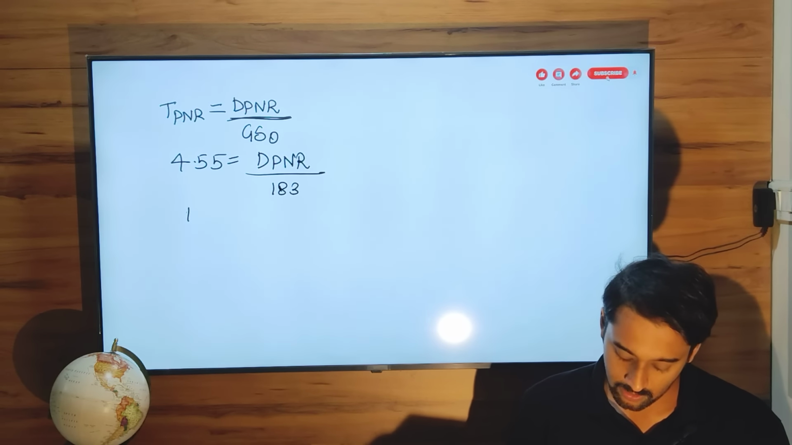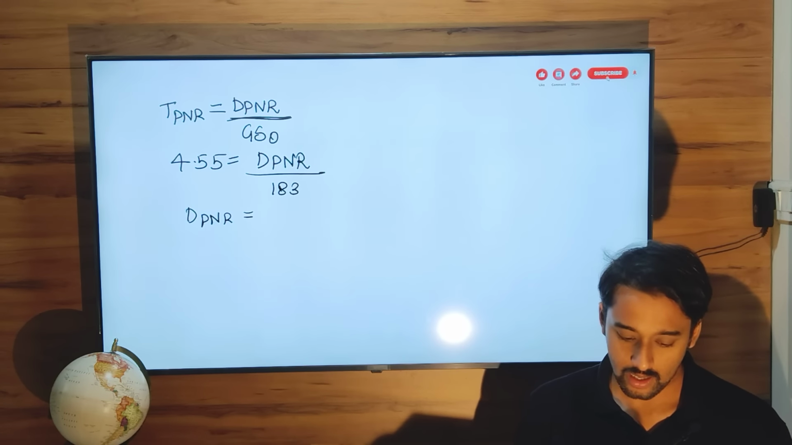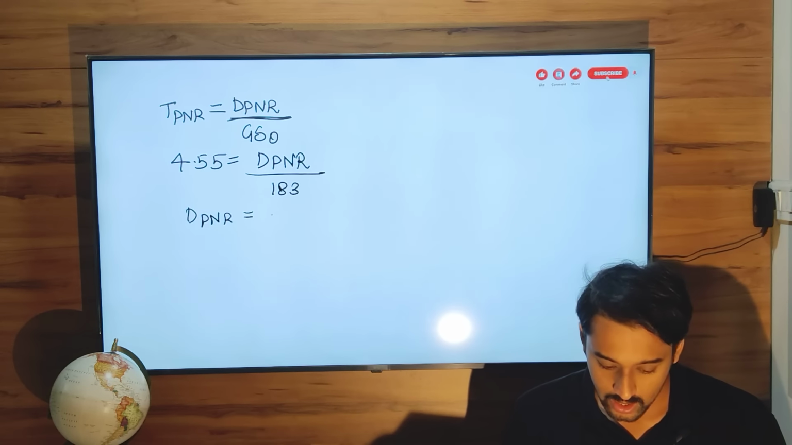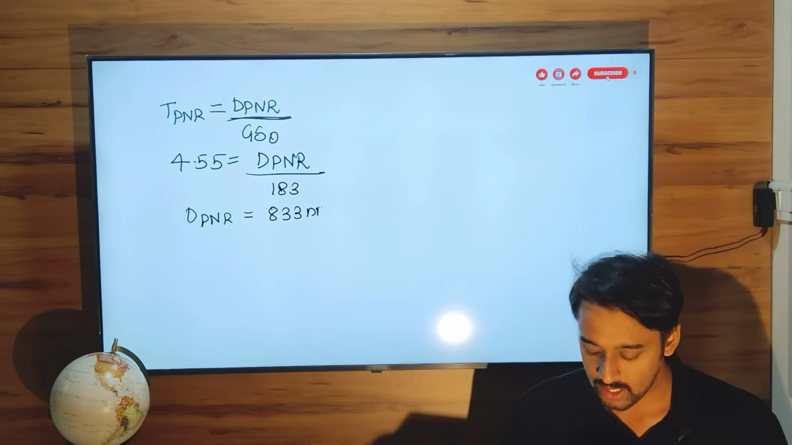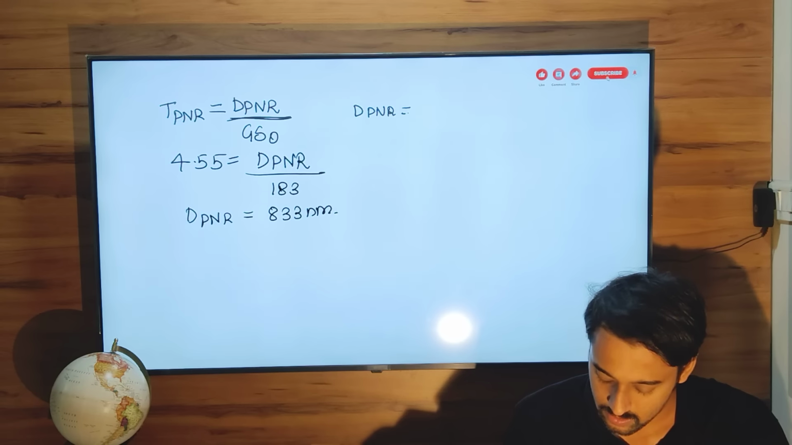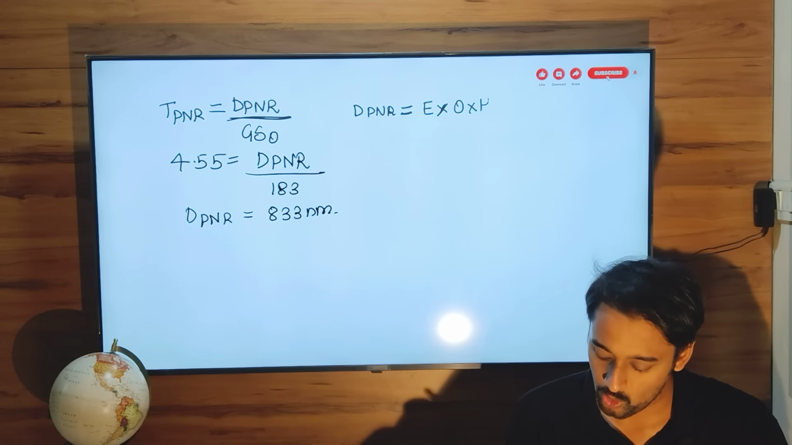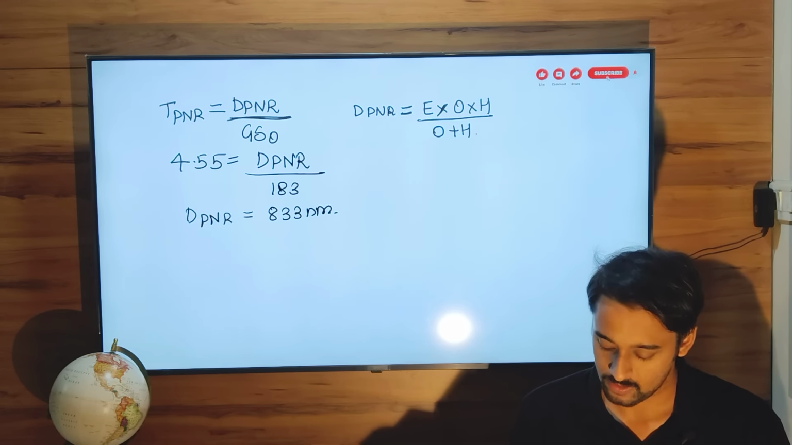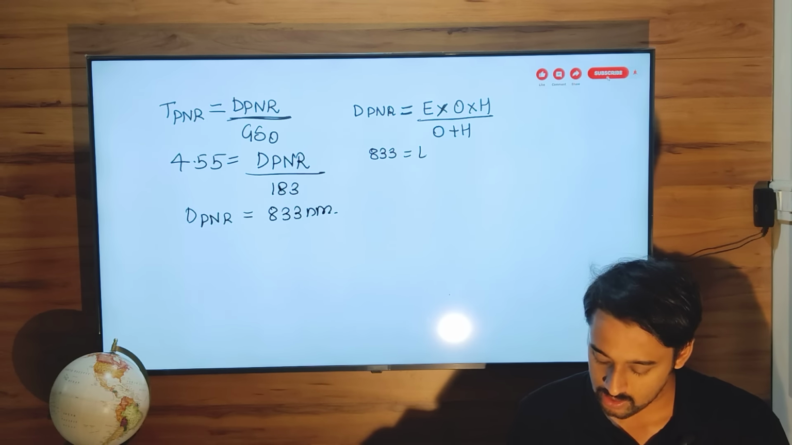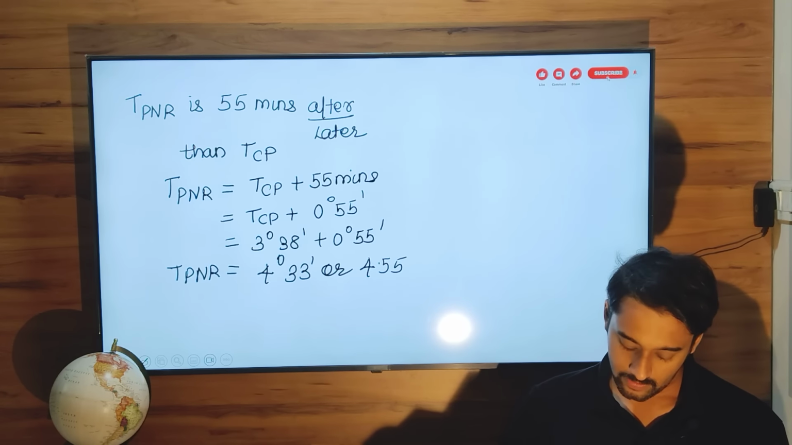So distance to PNR is equal to 4.55 into 183, approximately 833 nautical miles. Now distance to PNR is equal to endurance into outbound into homebound divided by outbound plus homebound. So 833 equals endurance into outbound speed, which is 183, homebound speed.